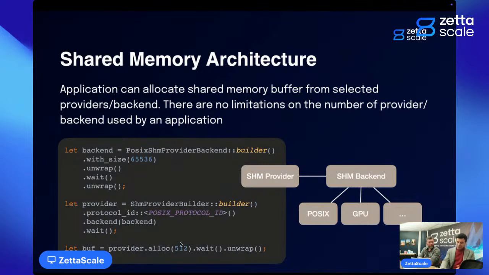So what you see here, provider.alloc wait unwrap, that gets you a shared memory buffer that you can fill in with whatever you want, and then use to reply to a query or to do a put operation. In fact, wherever Zenoh would take a buffer, you can pass a shared memory buffer. Zenoh will do the magic, where the magic means that any receiver that is in the same shared memory domain will just receive some meta information on how to access that shared memory buffer, and everyone else will actually be sent serialized data over the network. Okay.